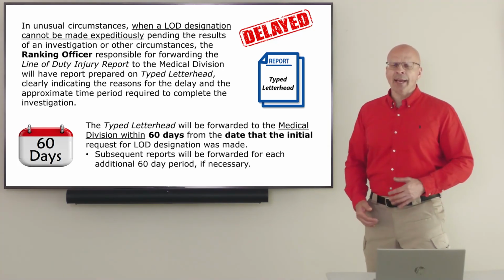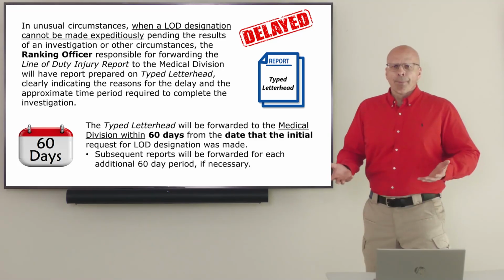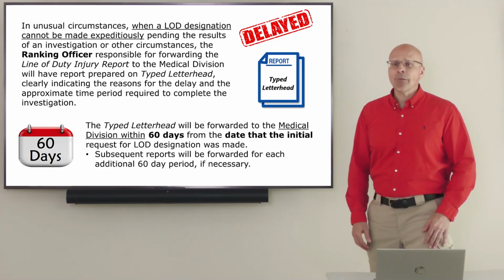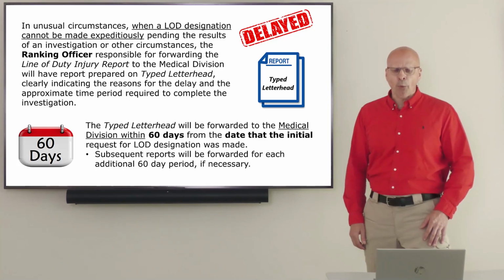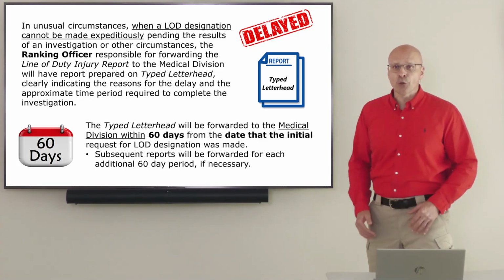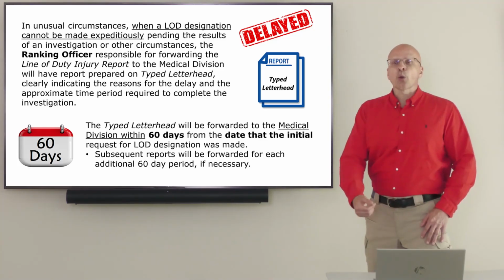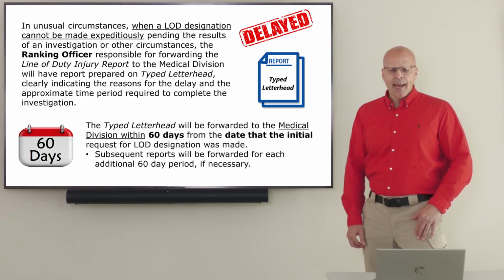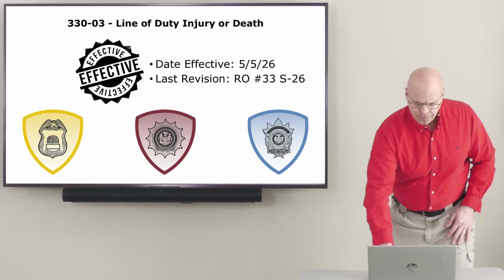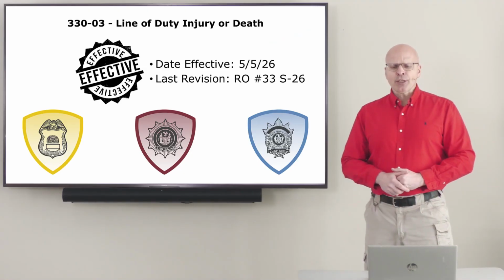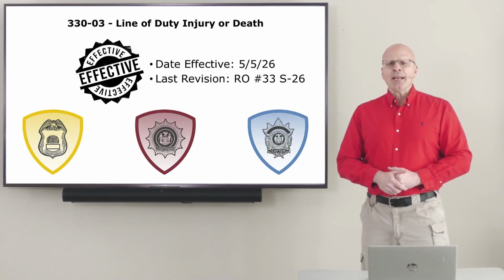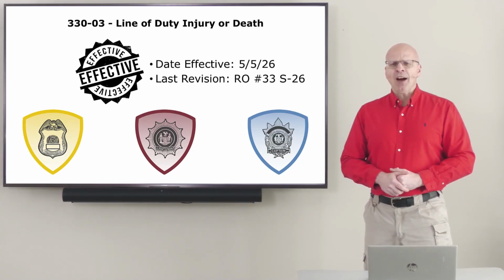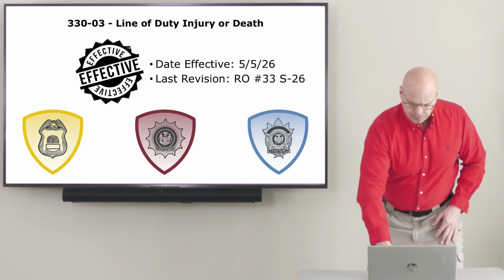And that's why I think it's very poorly written. Because who is this ranking officer? I really don't know who this ranking officer is. But the ranking officer responsible for forwarding the line of duty injury report is required to do this report if the line of duty designation cannot be made expeditiously. And there it is, 330.03, line of duty injury or death. This procedure was effective on May 5th, 2026, and last revised by Revision Order Number 33 of 2026.